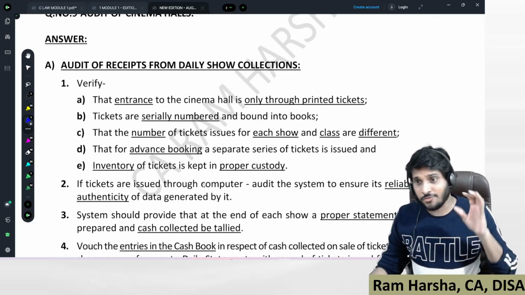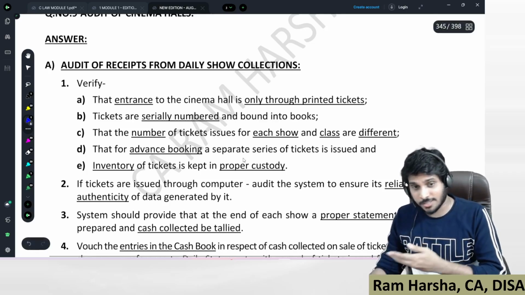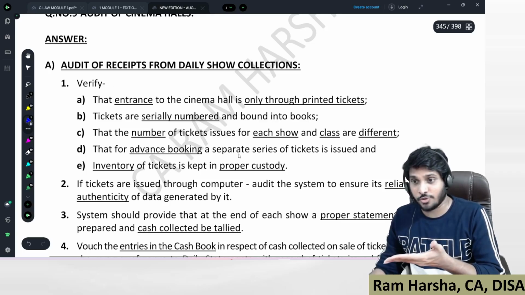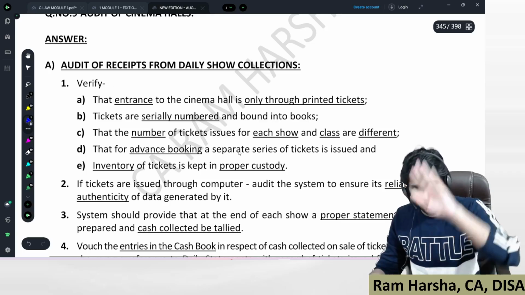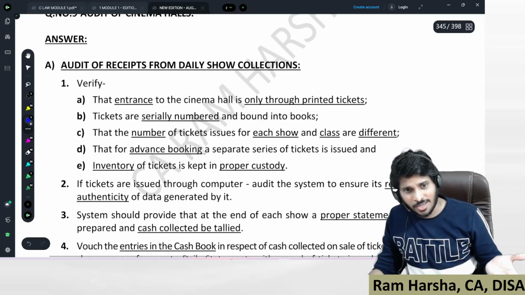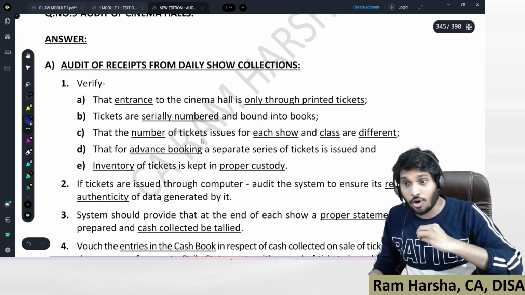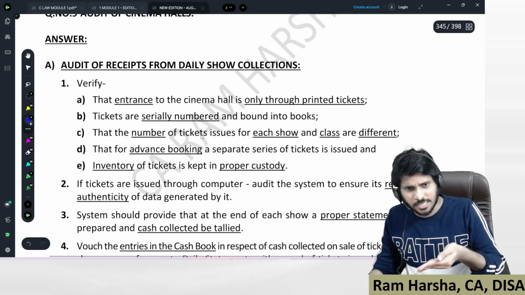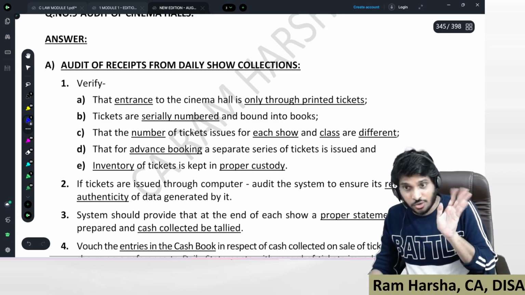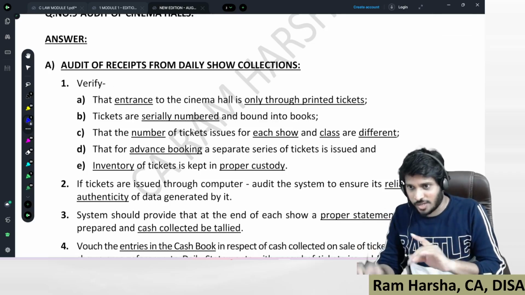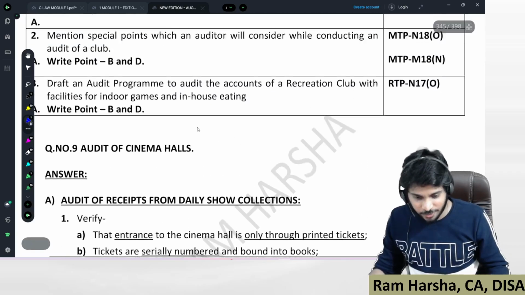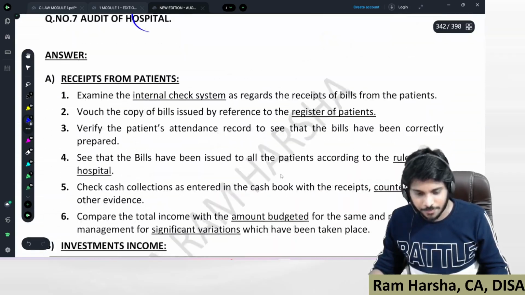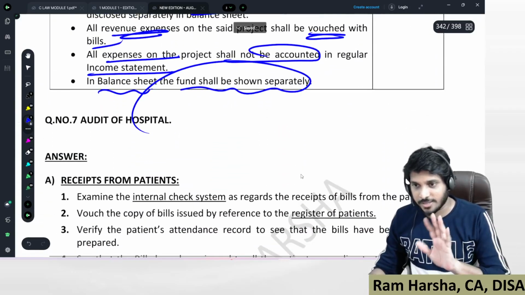Moreover, suppose we discuss the audit of cinema halls. They will be asking about printed tickets, counterfoils, different categories of tickets and all that, in olden days. Now there is no such thing. In most cinema theaters now, it is all electronic tickets. Even the printed version is electronic, with no manual numbering and all. But anyhow, to get marks in this chapter, we have to read in the same old style.